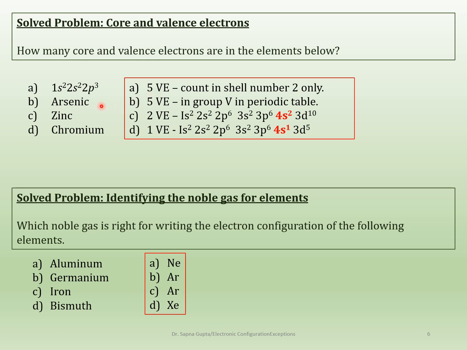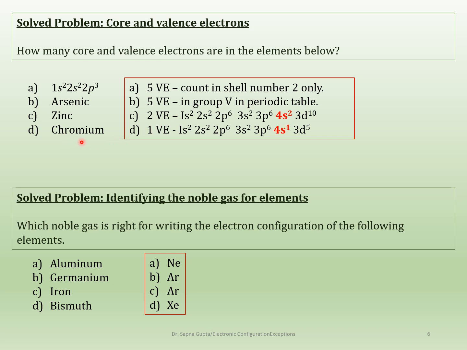For arsenic, you need to look at the periodic table. Arsenic is in group number 5. So if it's in group number 5, 5 valence electrons, you can probably tell by now, VE, valence electrons. And then zinc. For zinc, which is a transition metal, it might be a good idea to write the configuration. Once you write the configuration, you can see that the highest shell number is 4. In this one, there are 2 electrons only in the valence shell. So that's the answer.